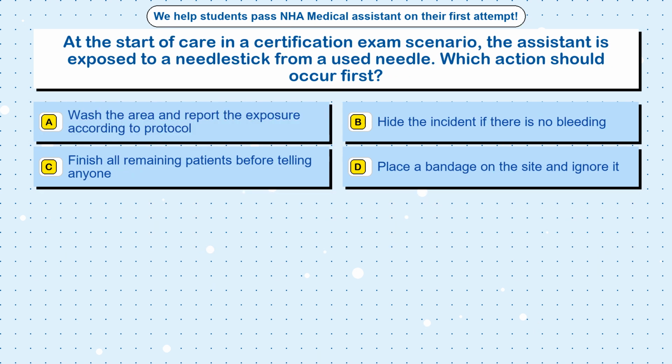Question 56. At the start of care in a certification exam scenario, the assistant is exposed to a needle stick from a used needle. Which action should occur first? Option A. Wash the area and report the exposure according to protocol. Option B. Hide the incident if there is no bleeding. Option C. Finish all remaining patients before telling anyone. Option D. Place a bandage on the site and ignore it.